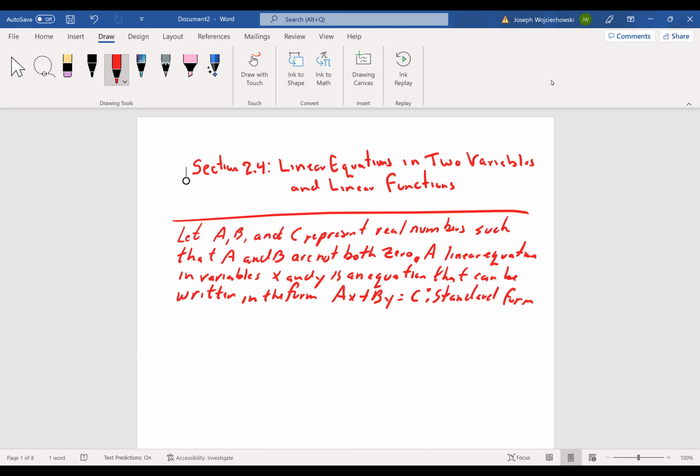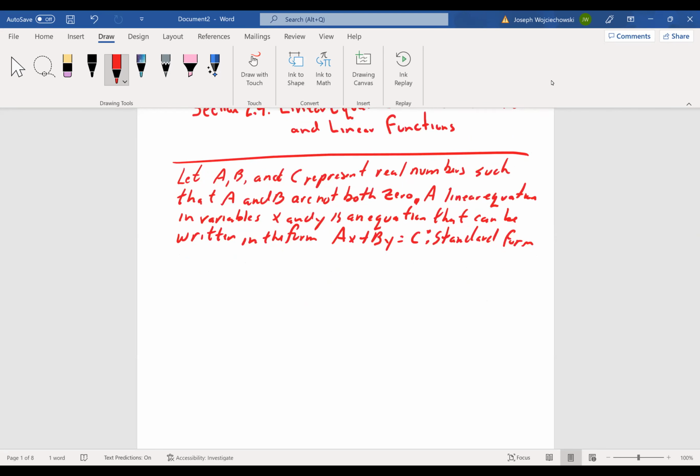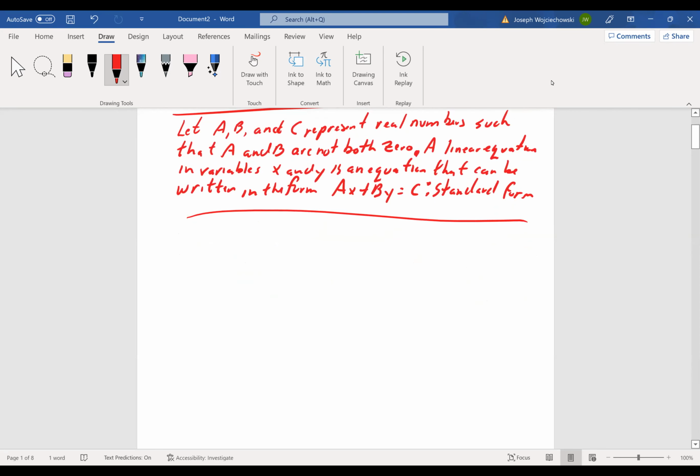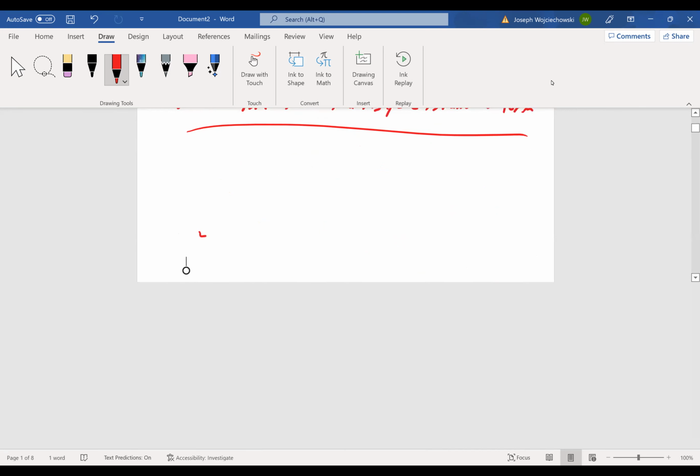Note that our variables x and y are each first degree. They're to the first power. Okay, we've looked at graphing. Let's go ahead and graph one of these, see how this works. Graphing a line represented by an equation. Let's see. We have something like this: 4x plus 2y equals 2.